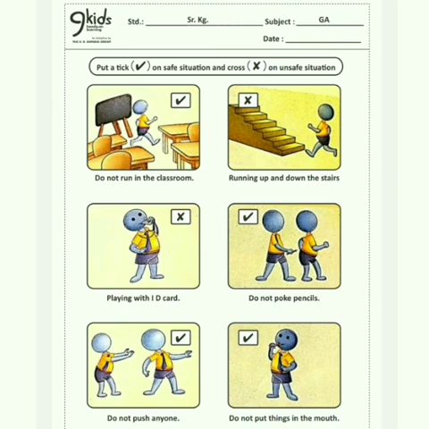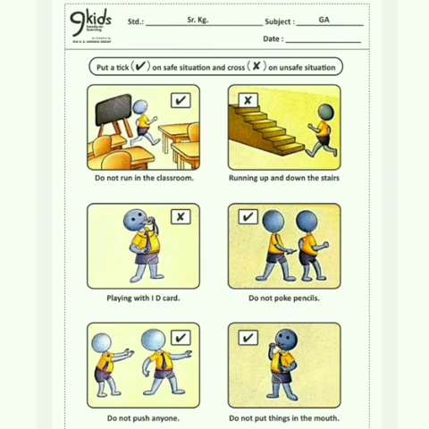Now in the second picture, the boy is running up and down the stairs. It is safe or unsafe? No, it is unsafe. So we have to put cross mark. Now in the third one, the boy is playing with ID card. It is also unsafe. So we have to put cross mark.